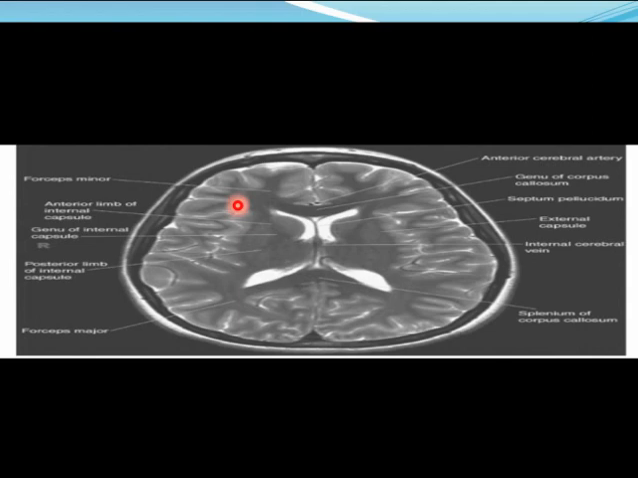Here we have the forceps minor within the frontal cortex and the forceps major within the occipital cortex. The anterior limb of the internal capsule. This is the posterior limb of the internal capsule. The external capsule we have here. This is the genu of the corpus callosum and the splenium posterior to it. And what about the corpus striatum? Where is it?